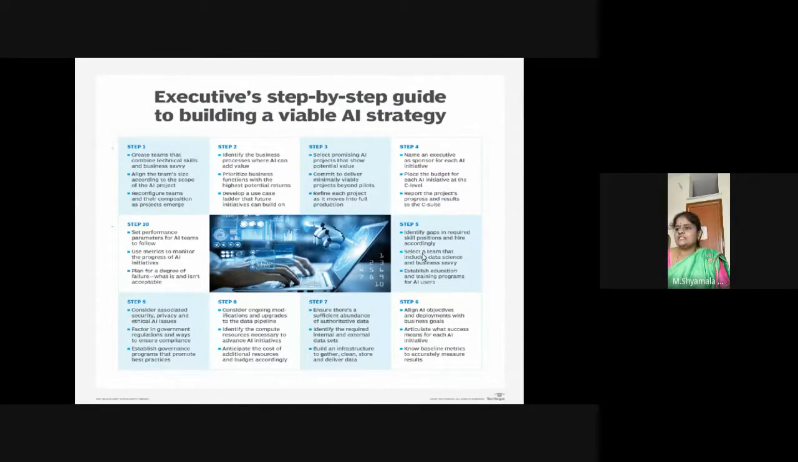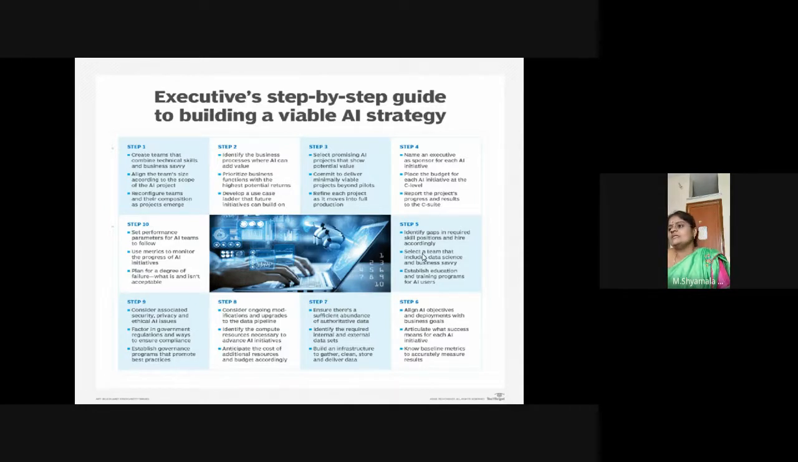So these are all the 10 steps, the executive's step-by-step guide to building a viable artificial intelligence strategy. The first step is to create teams with combined technical skills and business savvy. Align the team size according to the scope of the AI project, and reconfigure teams and their composition as projects emerge. Step 2 is to identify the business processes where AI can add value. Prioritize business functions with the highest potential returns and develop a use case.